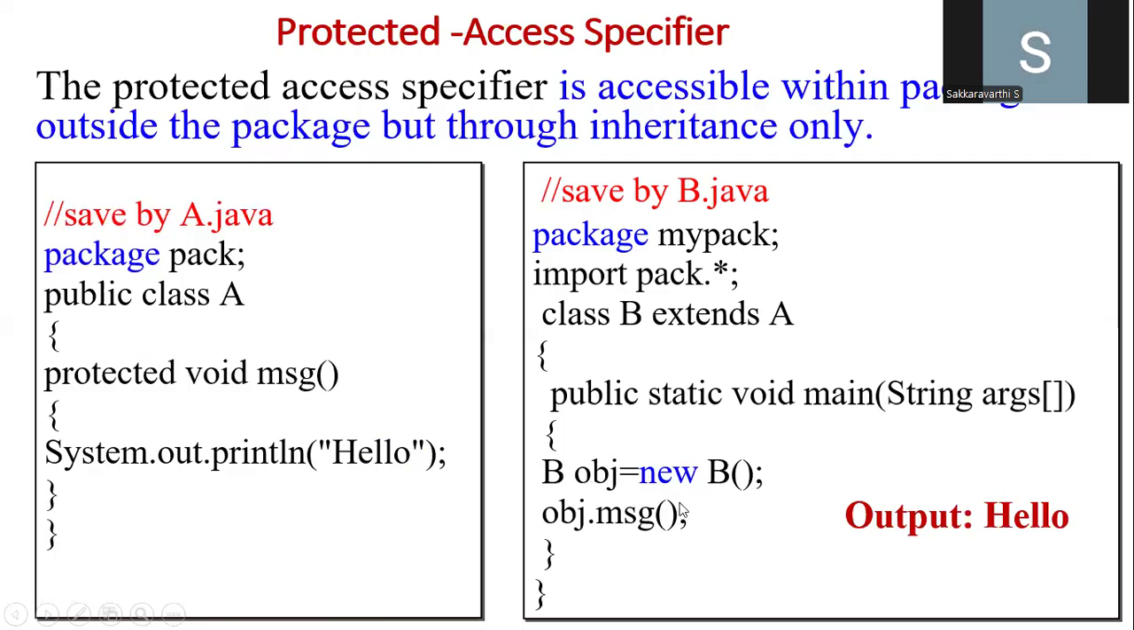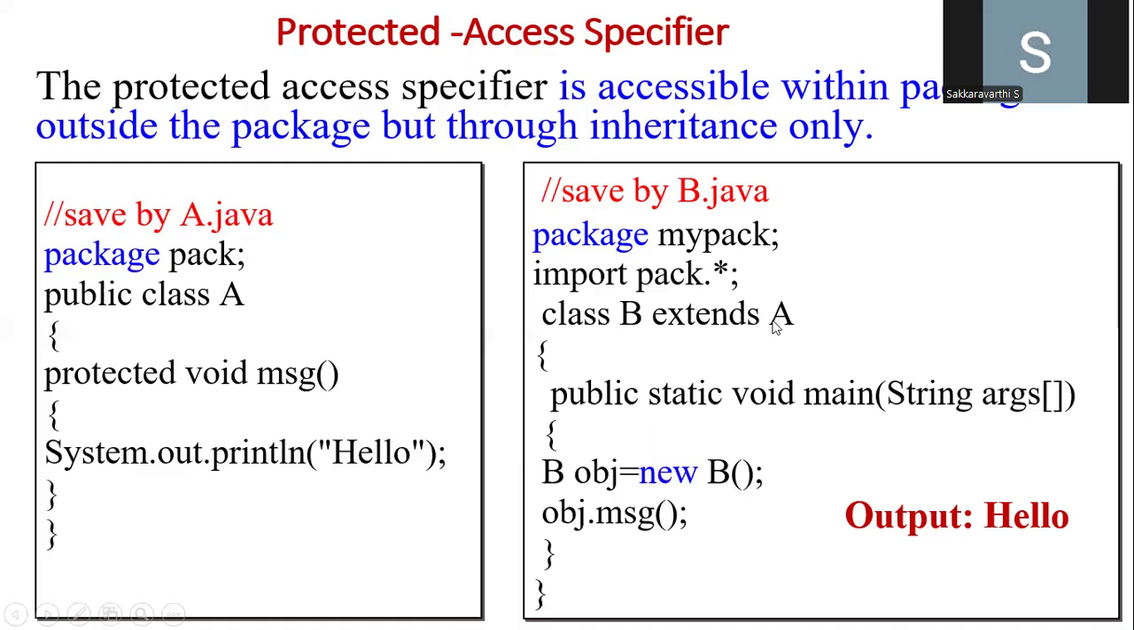Now it is permissible because class A is present in the package and the message method available in class A is protected. So we can access the class A members through inheritance concepts because the message is protected. So we can access the members from outside the package. As per the definition, the protected access specifier is accessible within the package and outside the package, but through inheritance.